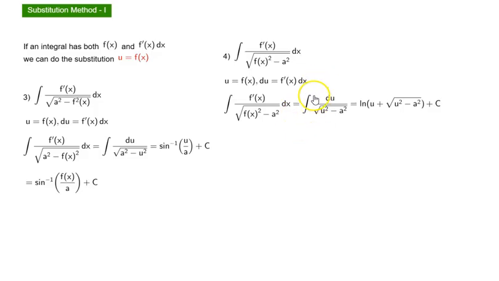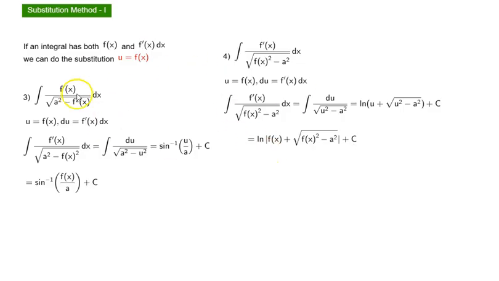After substitution, we get integral of du by square root of u square minus a square is equal to natural log of u plus square root of u square minus a square plus c. This is the standard integral, which is equal to natural log of absolute value of f of x plus square root of f of x square minus a square plus c.